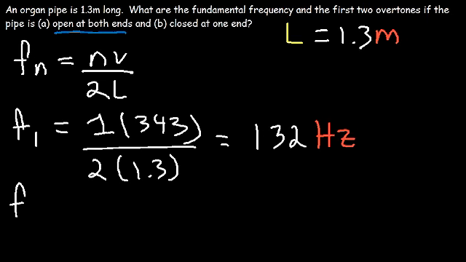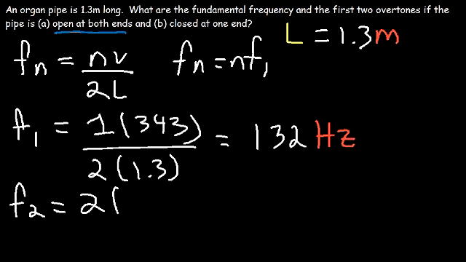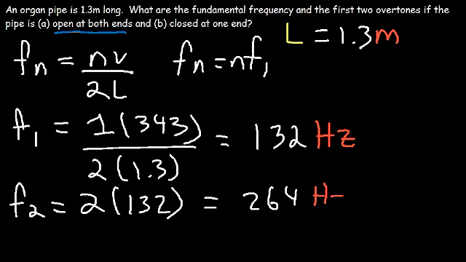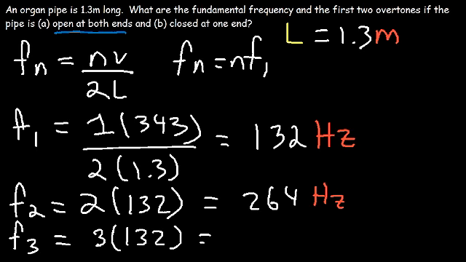Now what about the second harmonic? We can use the equation F_n is equal to n times F_1. So it's simply going to be 2 times 132, which is 264 hertz. The second harmonic is the first overtone. The third harmonic is the second overtone, so that's going to be 3 times 132, which is about 396 hertz.